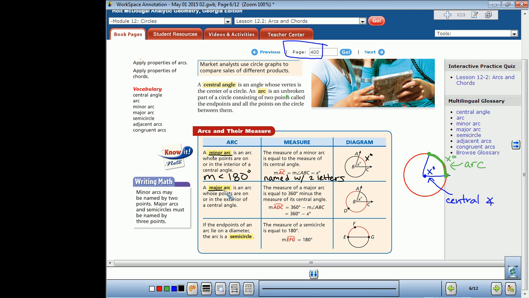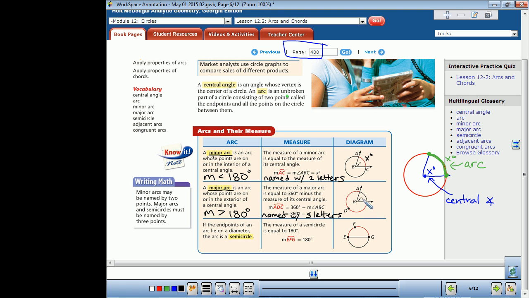Now the next one is a major arc. A major arc is an arc whose measure is more than 180 degrees. With a major arc, it's named with 3 letters. A minor can be named with 2. A major needs to have 3. So here we have an arc ADC. Do you see how it's highlighted in red? That's a major arc because it's more than 180 degrees.